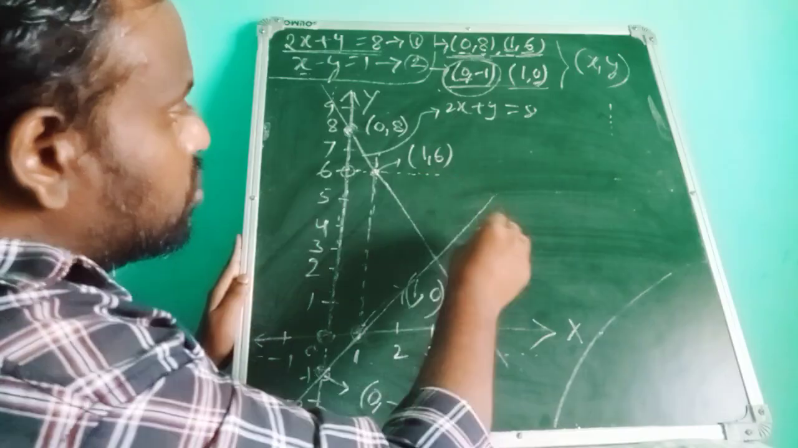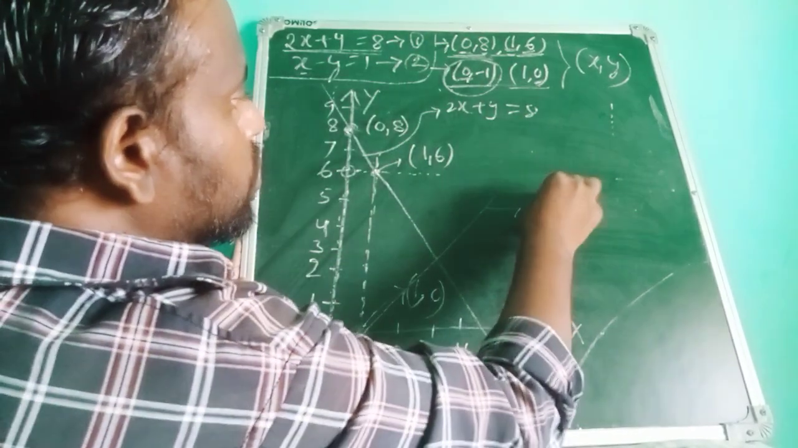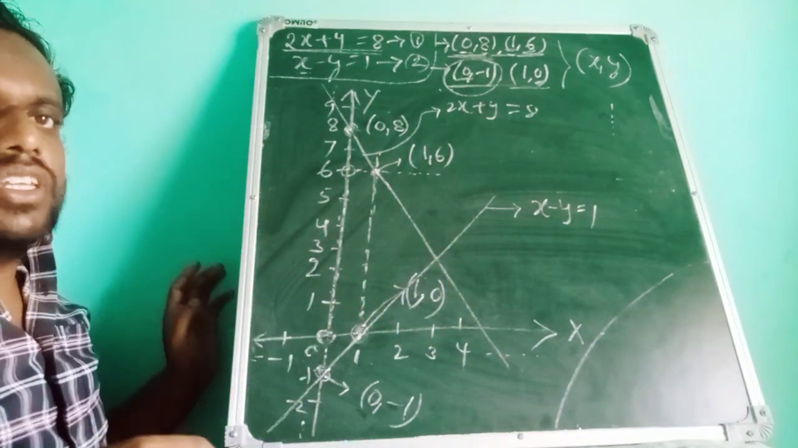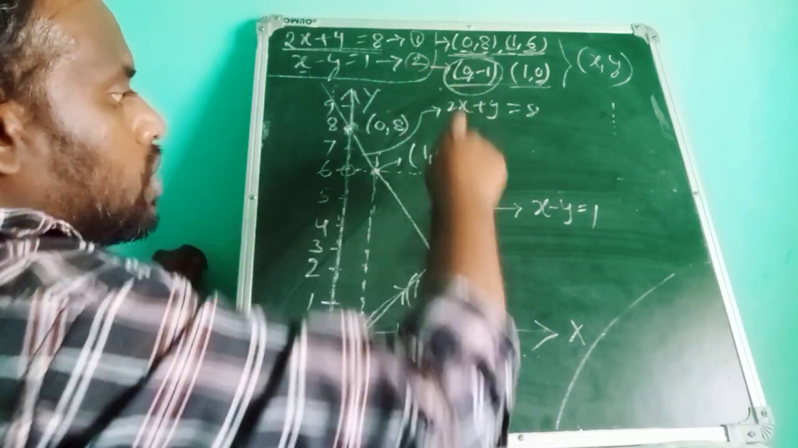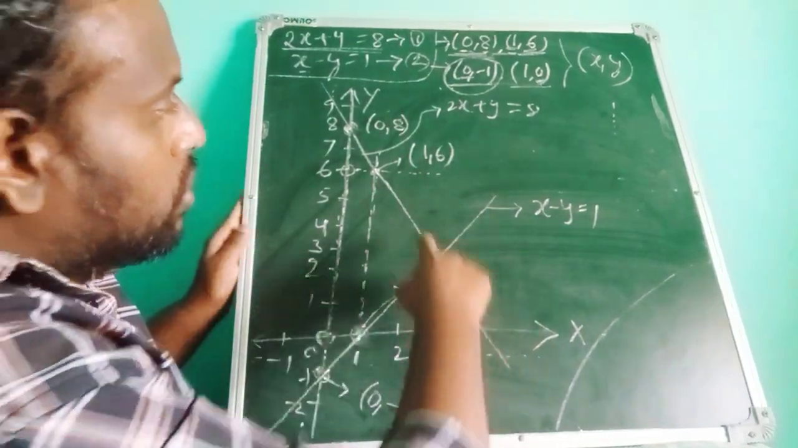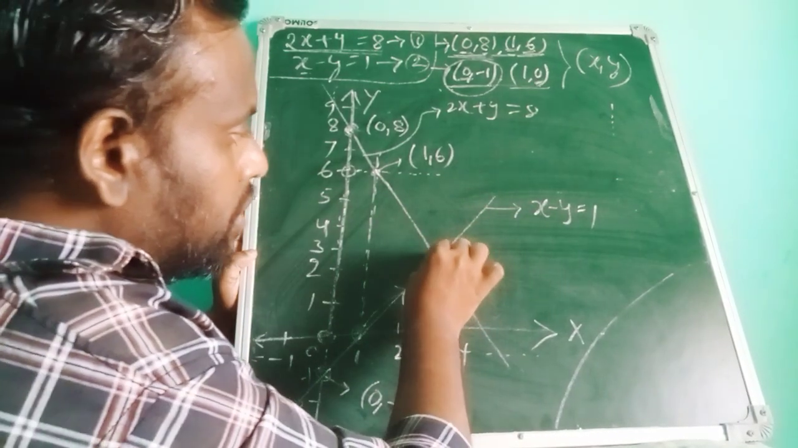Now see, this line is for what? Equation 2. Equation 2 is x minus y is equal to 1. So drawing the line for equation 2 is also done. This is for equation 2, this is for equation 1. Now see, this line and this line are intersecting at this point here.